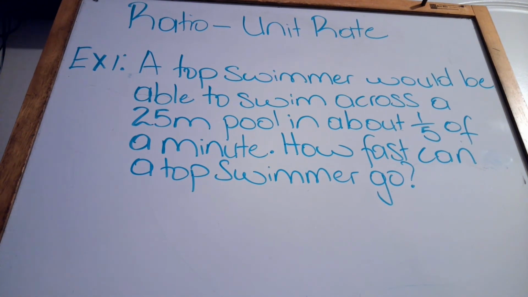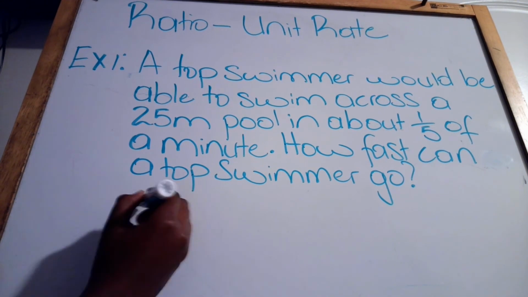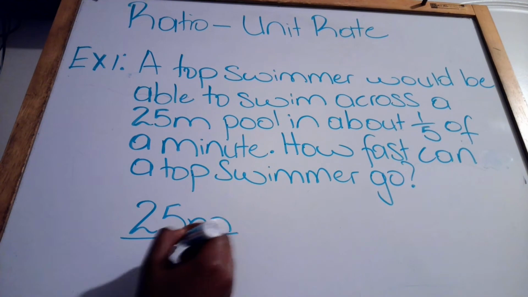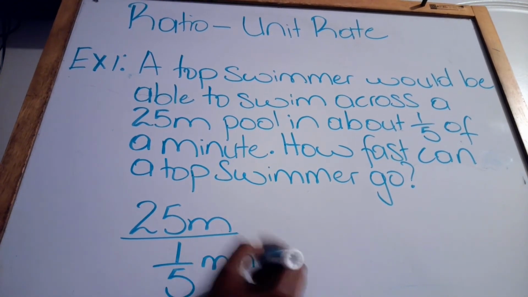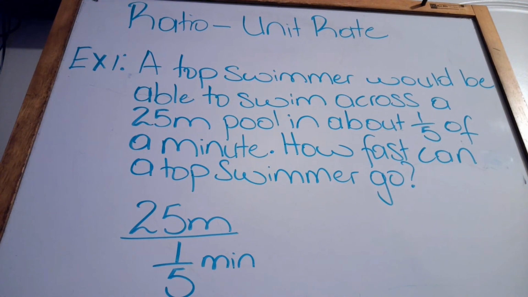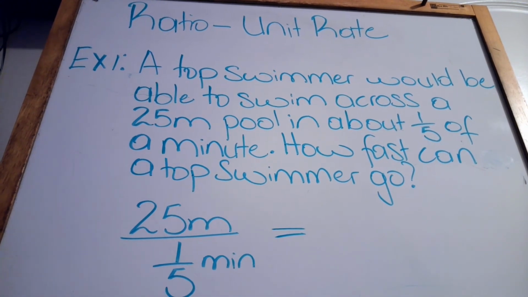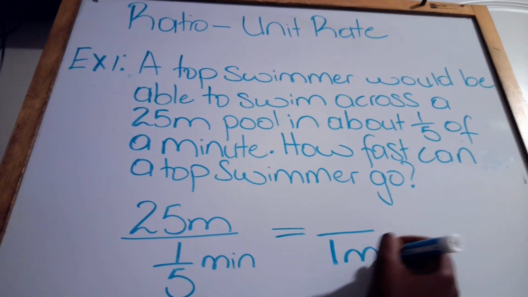Let's go. We know that the swimmer can go 25 meters in 1/5 minute. Am I going to use MIN for minute? Alright. We want to find out how fast the swimmer can go in a minute, so we are going to set this as a proportion. So 1 minute is what we want to find out.